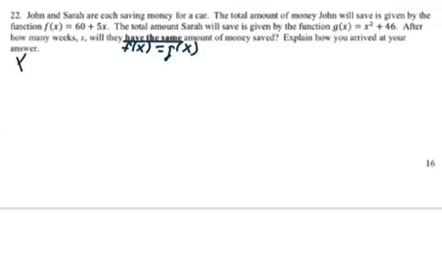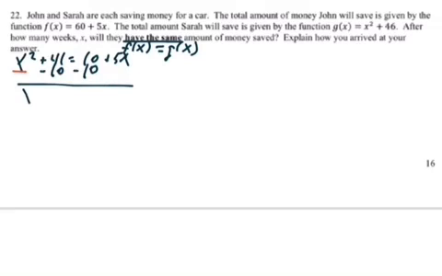So, x squared plus 46 equals 60 plus 5x. Since this is a quadratic, meaning there's an x squared, we're going to be solving it just like before. First, we need to set the equation equal to 0. So, x squared minus 14 equals 5x, minus 5x from both sides.